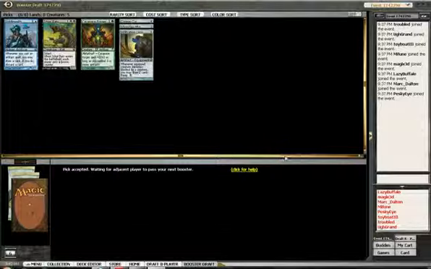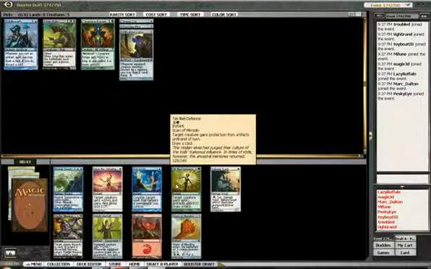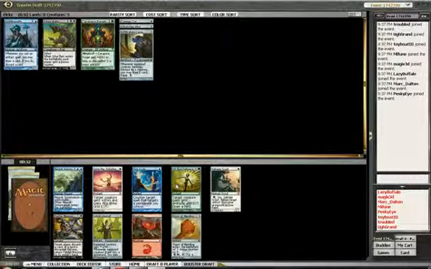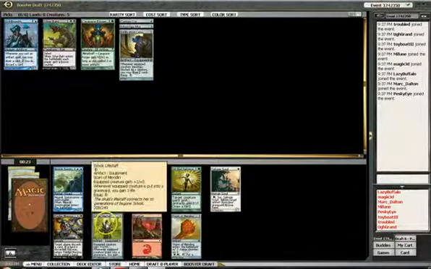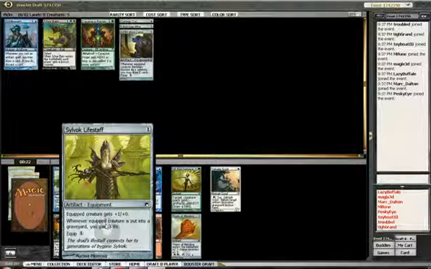Ooh, I love the little, I haven't noticed this before, but the little pick accepted, waiting for adjacent player to pass your next booster. I think that came in the last update. So many people were disconnecting because they thought they must have had some problem, and it was really that the person was just taking their time. Why are they so dumb? That it required an entire update. Welcome to Magic Online.